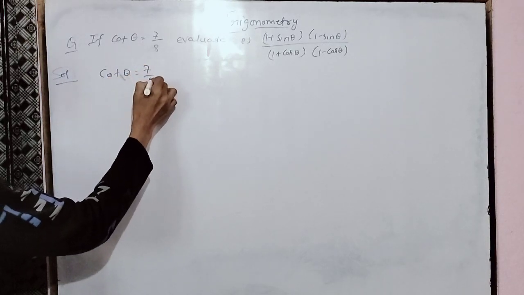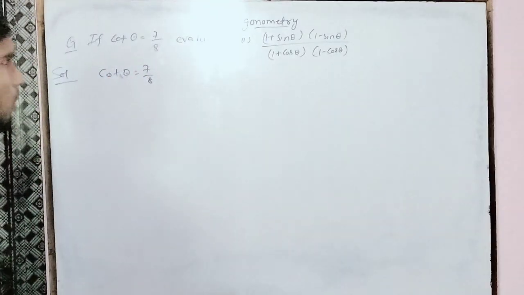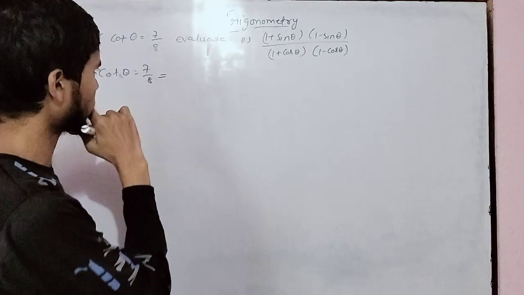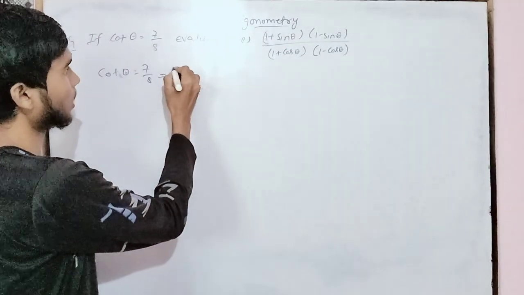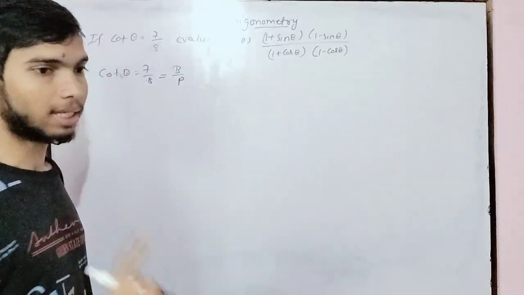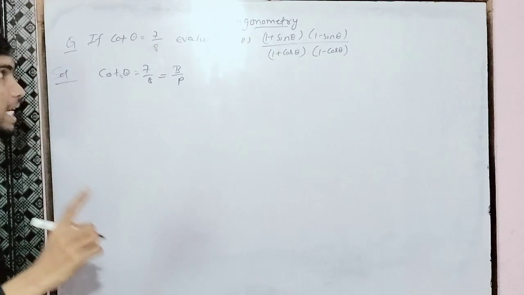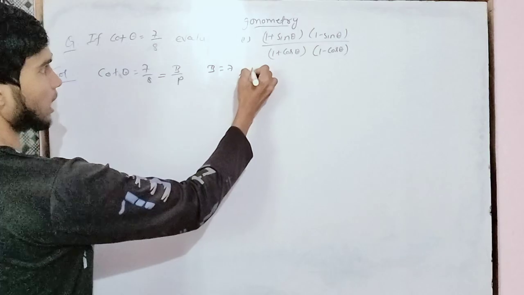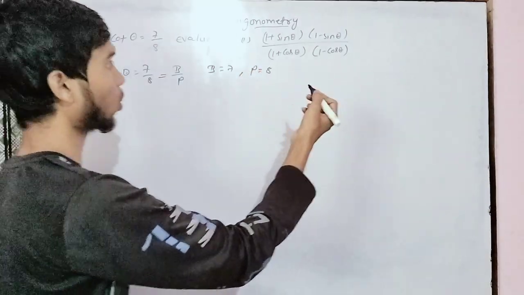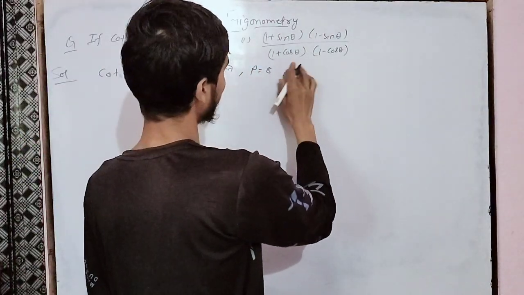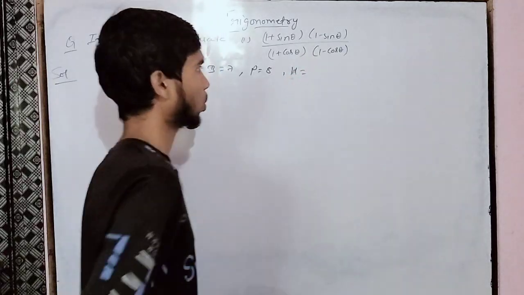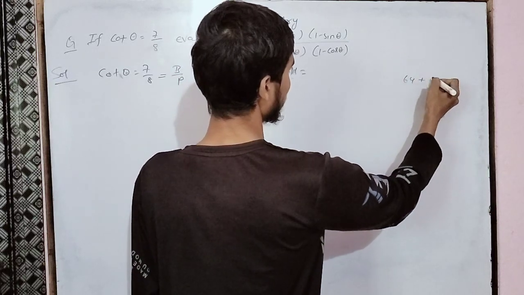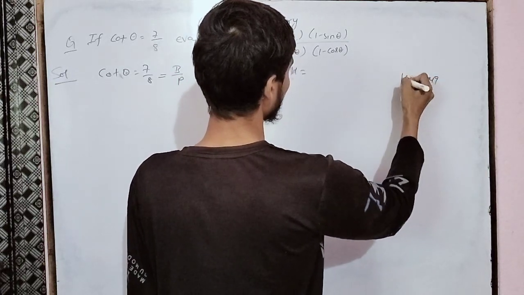This is 7 upon 8. Now the ratio of this would be what? I think b upon p. It is correct. Confidently I can say it is correct. Now it is telling you b is 7 and p is 8. Now what else? We don't know h.